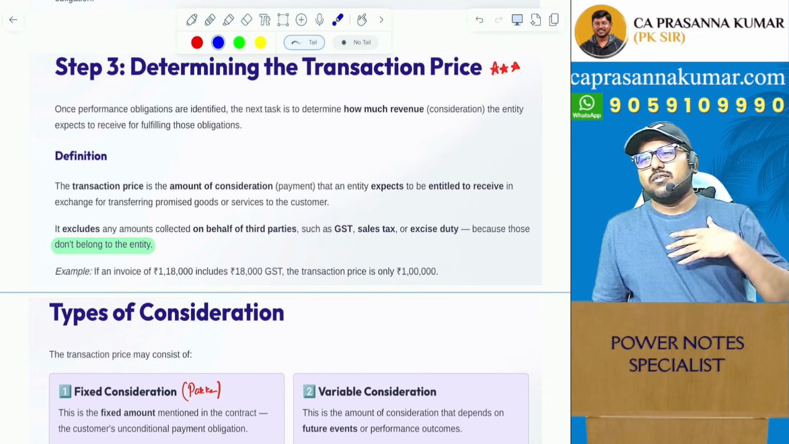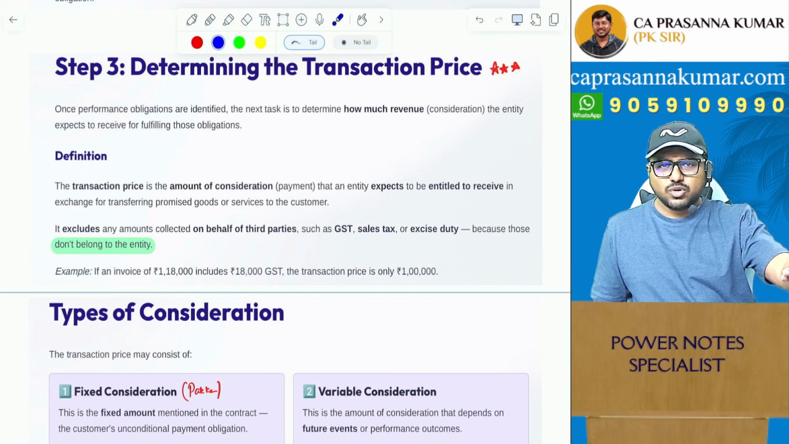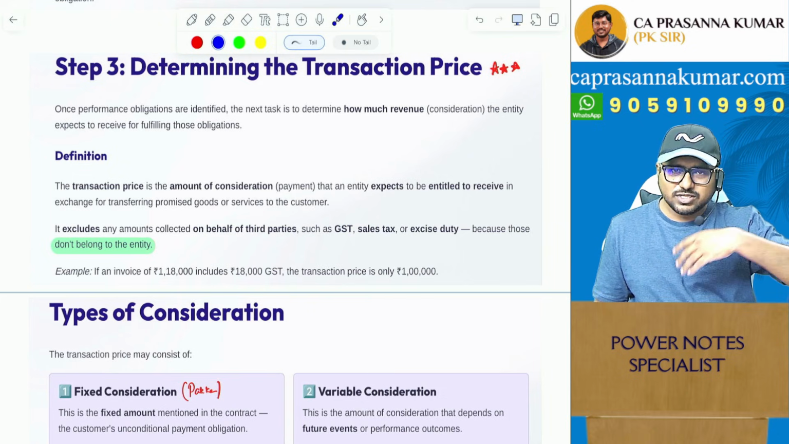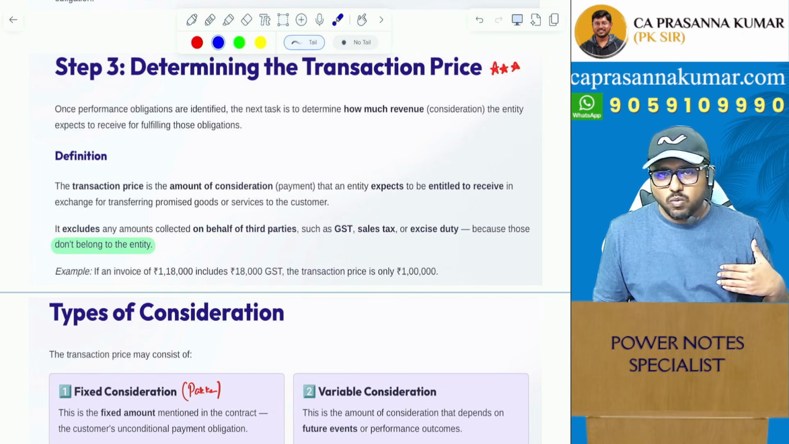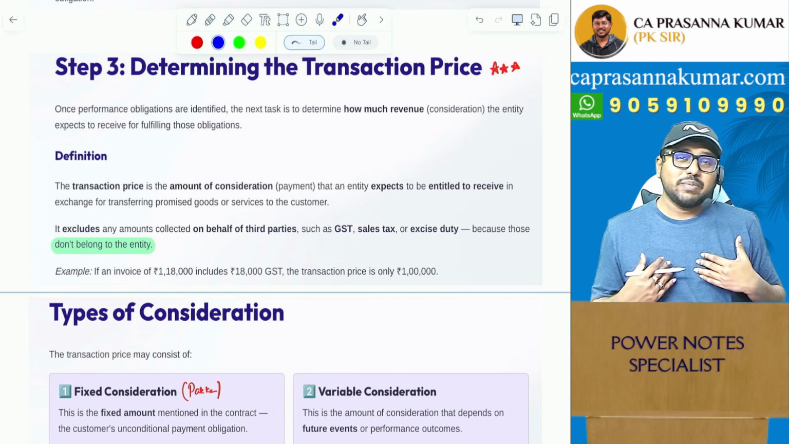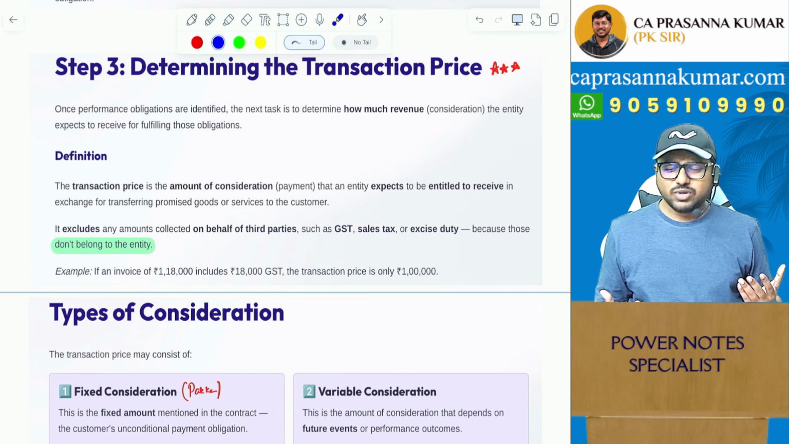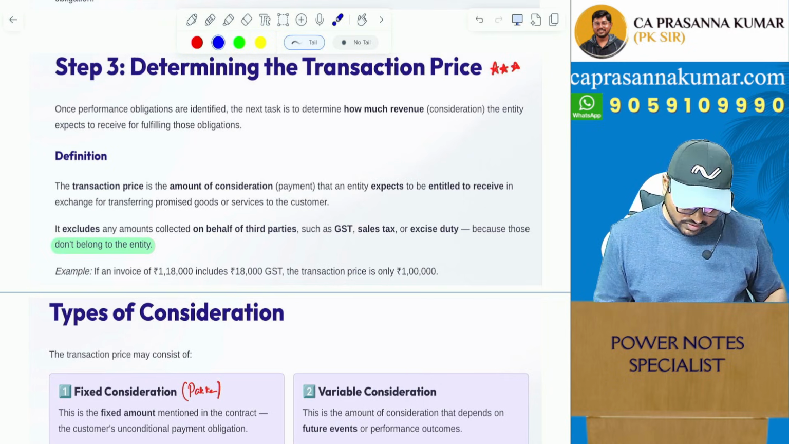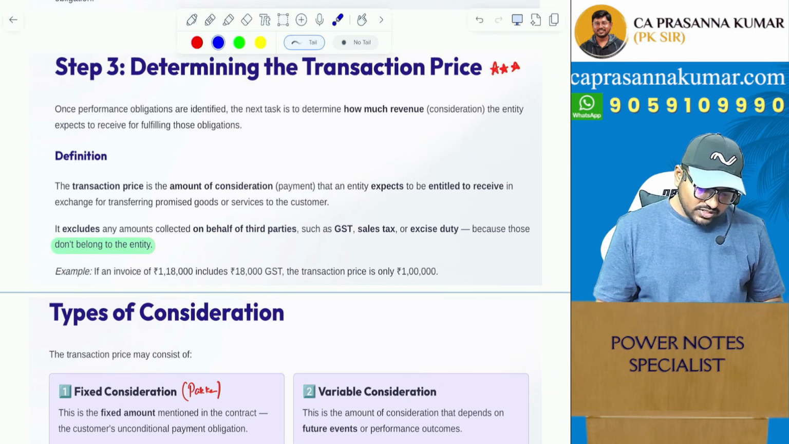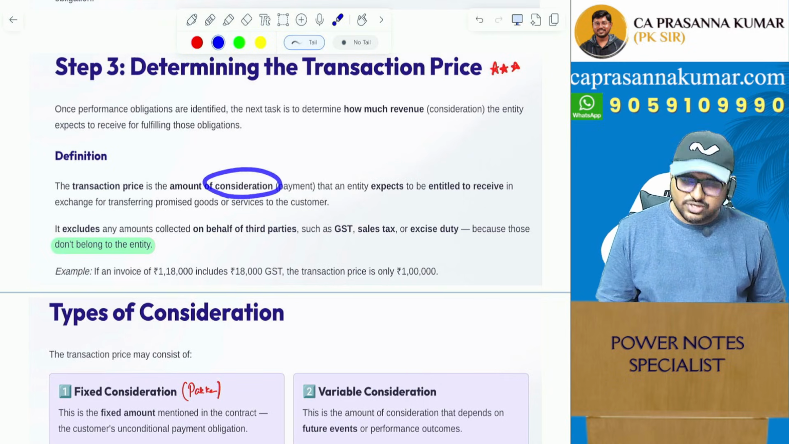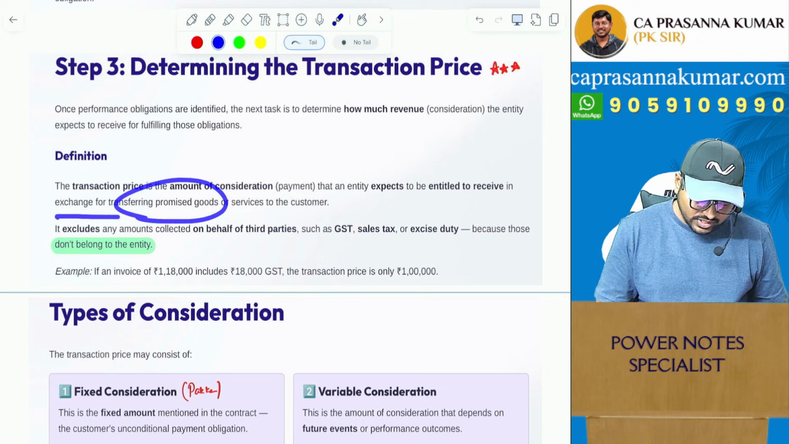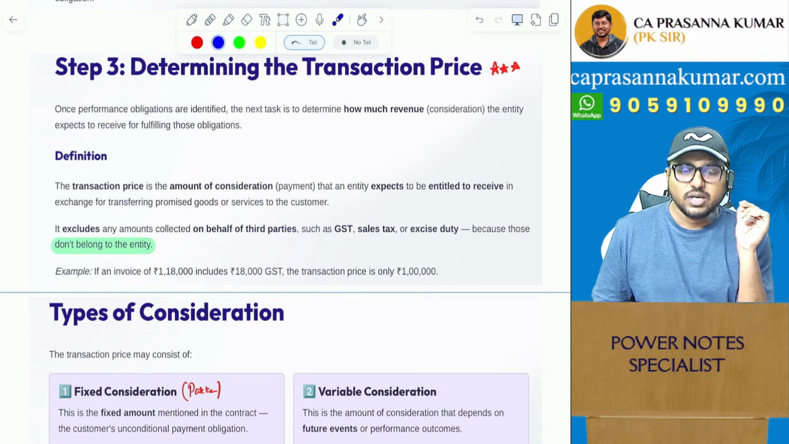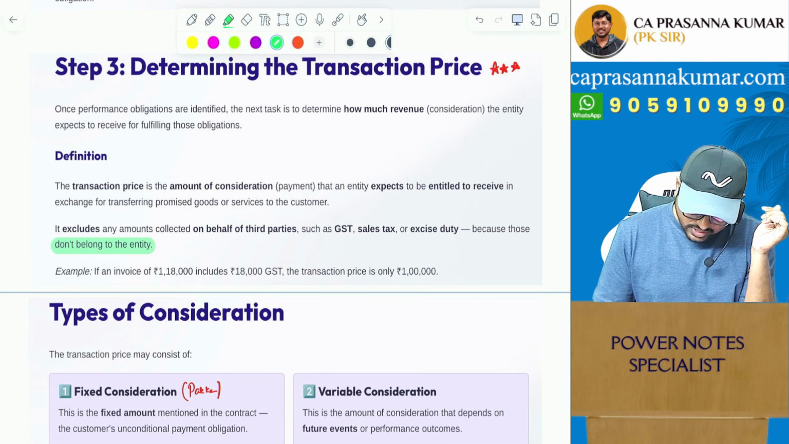So we as an entity do some performance obligations, deliver some service or deliver some goods to the customer. In return, how much does the customer pay us? That is nothing but consideration or transaction price or revenue. Anyways, the transaction price is the amount of consideration, that is payment, that the entity expects to be entitled to receive in exchange for transferring the control of promised goods or services to the customer. Why has it used the word expects?